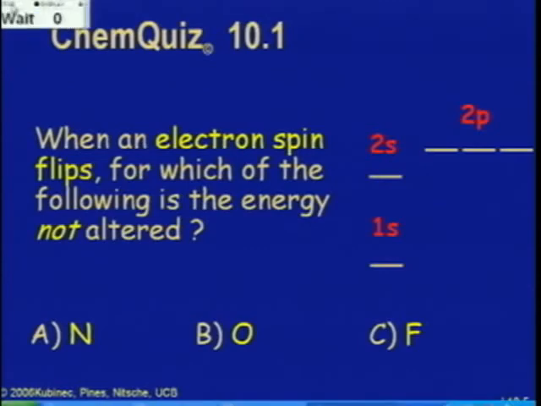Why don't you answer that? If I flip an electron either here or here or here, it will not alter the energy. In this case, the ground state energy.